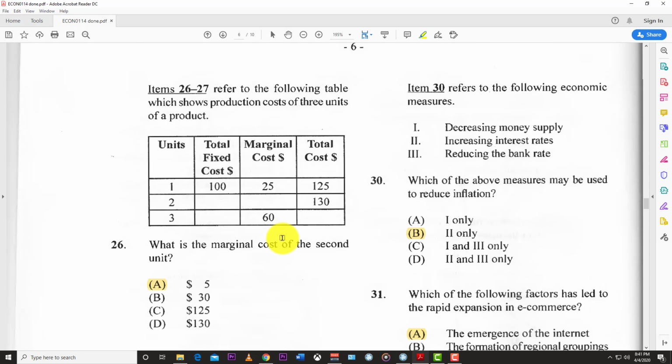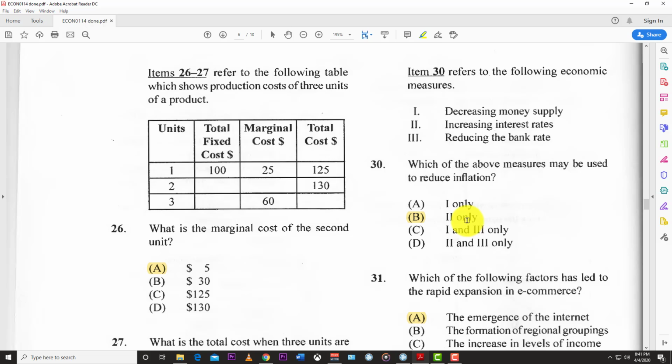Number 30, item 30 refers to the following economic measures: decrease in money supply, increase interest rates, reduce bank rates. Which of the following measures can be used to reduce inflation?